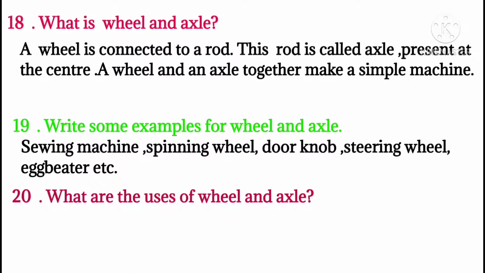Write some examples for wheel and axle. Sewing machine, spinning wheel, doorknob, steering wheel, egg beater, etc.